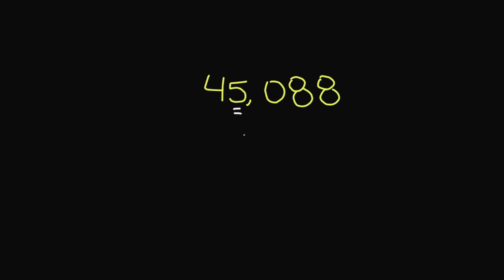45,088. The place value here for your 5 is going to be in the thousands place. So this is your ones place, your tens, your hundreds, your thousands, and then you have 10,000 here.